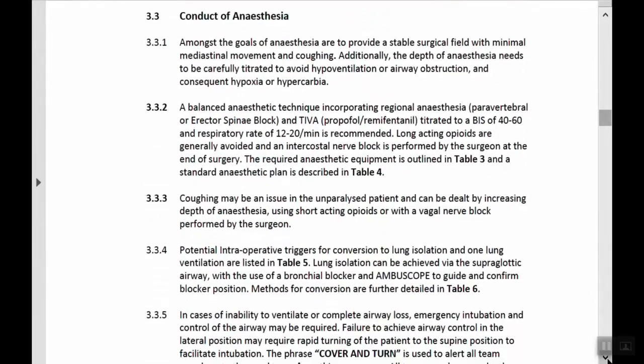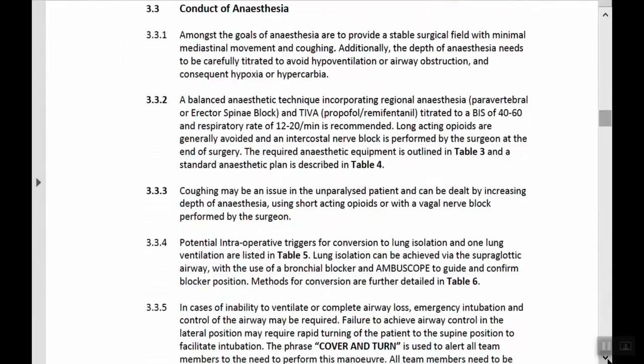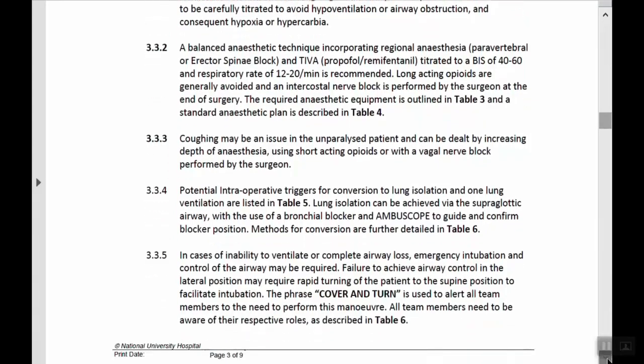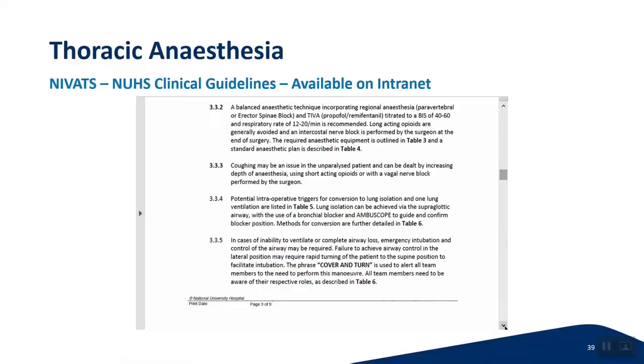Patients undergoing NEVATS are not paralyzed and are spontaneously breathing. Anesthesia needs to be tailored in order to provide surgeons with a stable surgical field, with minimal movement of the diaphragm, chest wall or mediastinum. On the converse, excessive depth of anesthesia may lead to hyperventilation, hypoxia and hypercarbia. A balanced anesthetic technique using TIVA and regional anesthesia is used, titrated to a respiratory rate of 12 to 20 and BIS of 40 to 60.